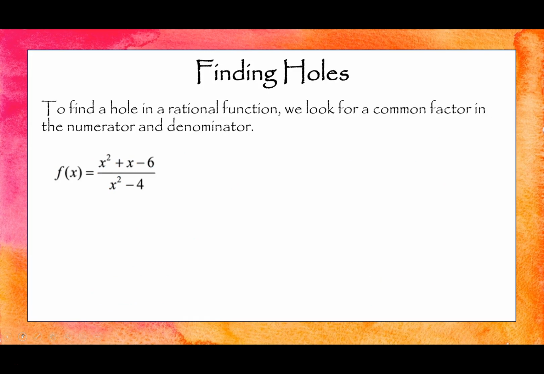What we do when we're finding holes is we look for a common factor in both the numerator and the denominator. And if that exists, basically solve the denominator for 0, and that gives us our hole. So let's go back and do this. So we're trying to add to 1, multiply to -6. That would be a 3 and a -2. So this here is going to be an x plus 3 and then an x -2. Down here, this is a difference of squares, so that's going to be an x -2 times x plus 2.